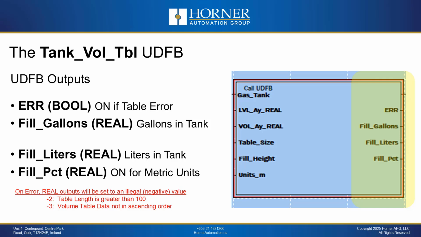Another error might be that your volume data was not in ascending order. Remember, when you are looking at the table, as your inches are ascending, your volume should be ascending too, in terms of liquid level and volume of your liquid. If it is not, that would be an error. So there are a couple of possibilities where you could have an error with this function block, but that would be flagged with the boolean output. And then the other three outputs are the number of gallons in the tank, the number of liters in the tank, and the fill percentage of the tank.